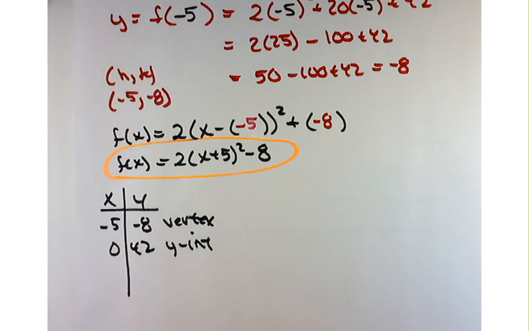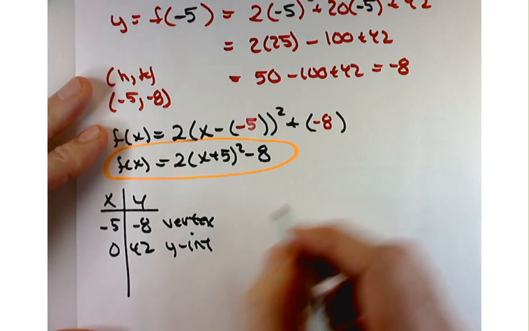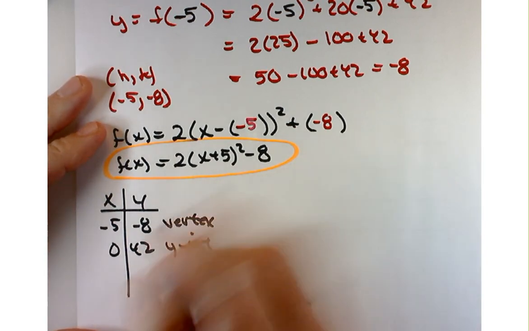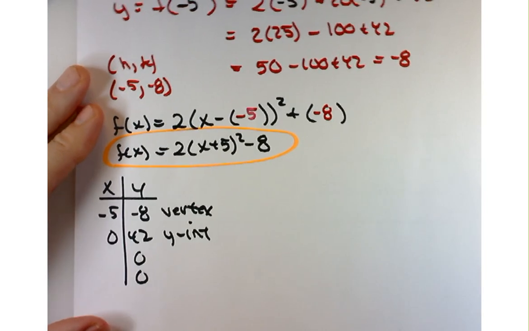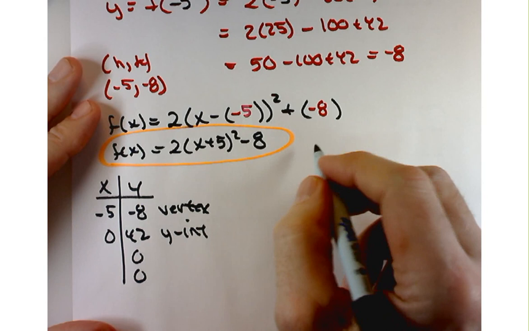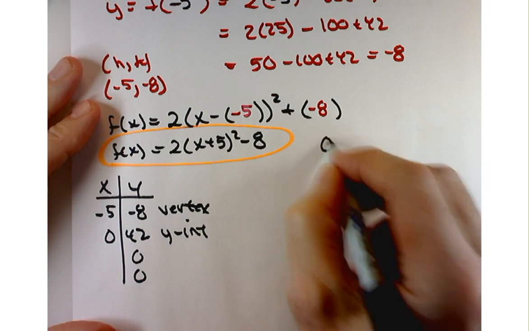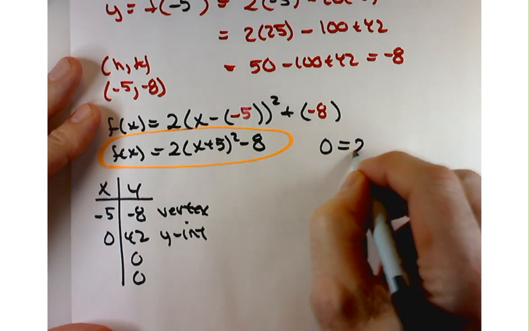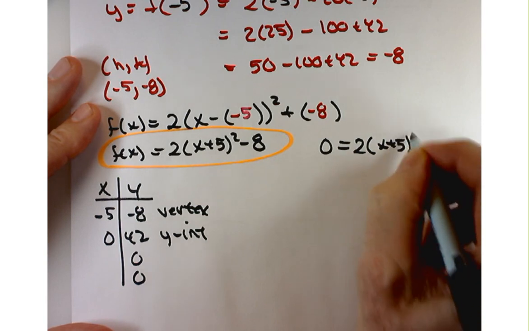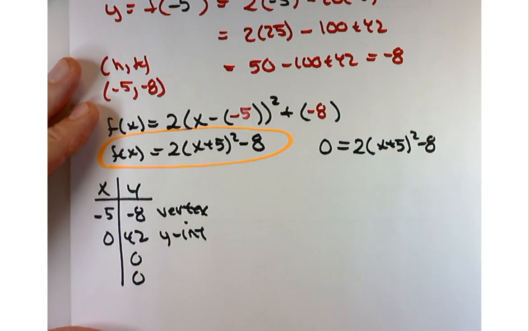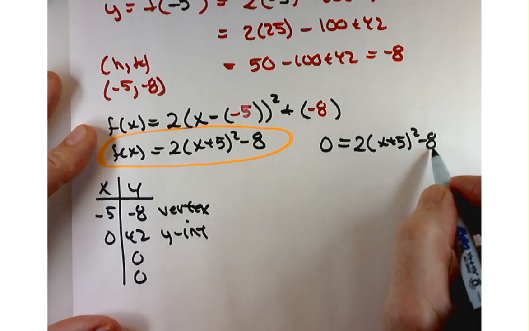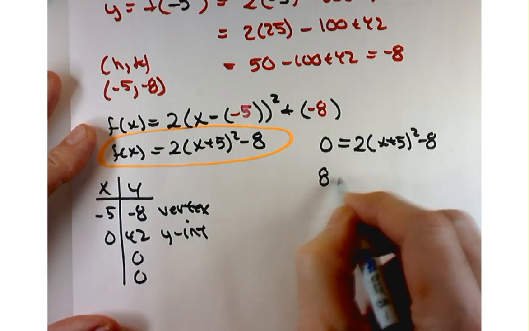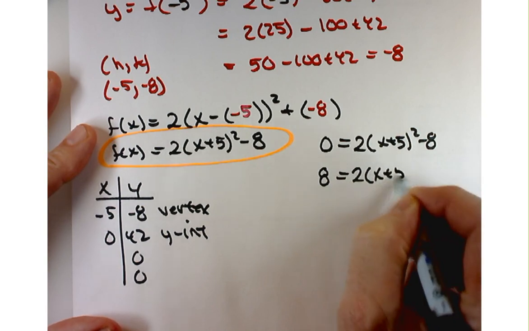Now this last part, again, we want to find the x-intercepts. So I'm going to set y equal to 0. If I set y equal to 0, that's going to give me 0 equals 2 times (x plus 5) squared minus 8. And isn't this one special? This one's going to work out really nice. Let's move the 8 to the other side. 8 equals 2 times (x plus 5) squared.